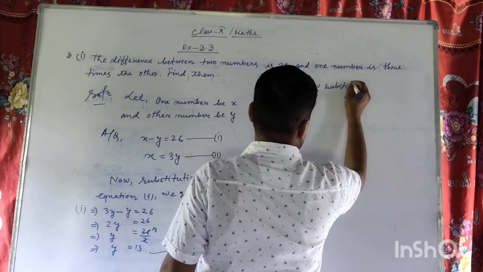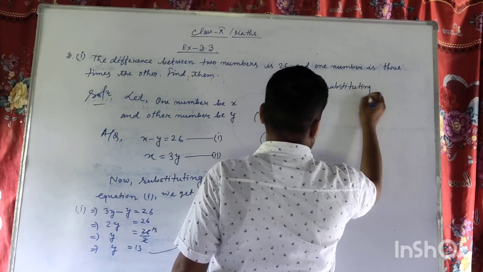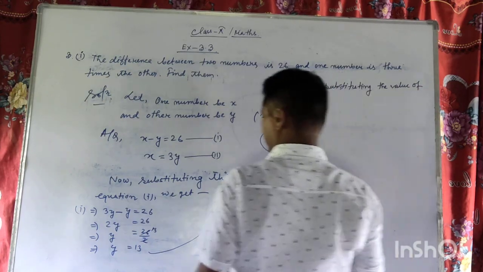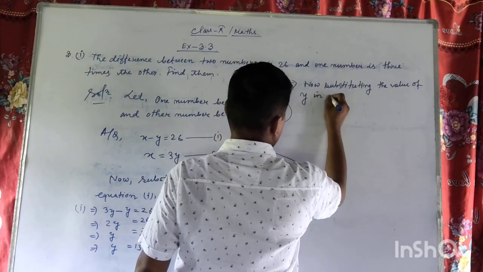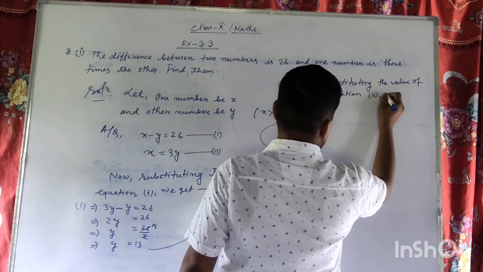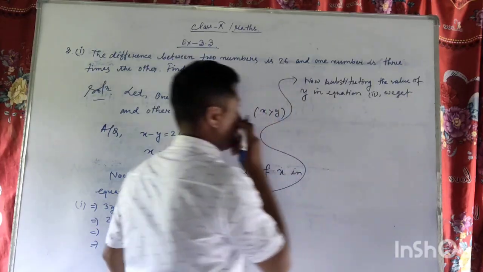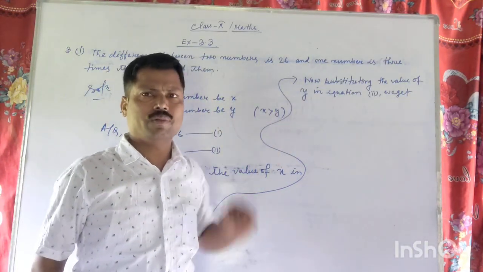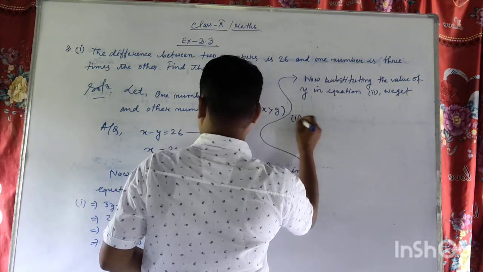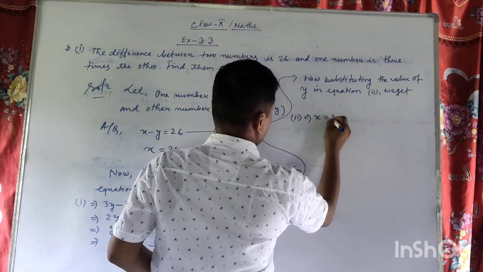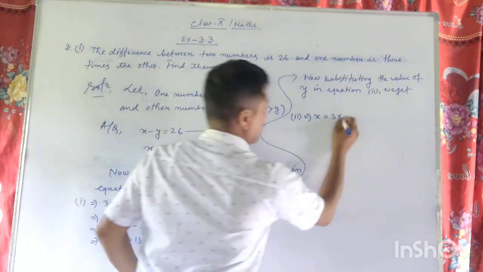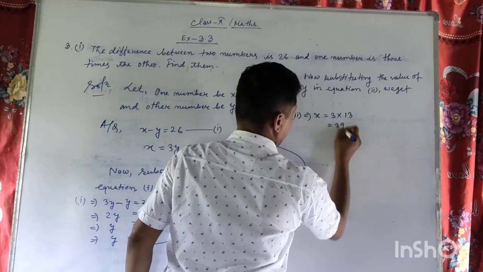Now substituting the value of y in equation 2, we get. So from equation 2, x is equal to 3 into the y value, which is 13. Then 3 into 13 is equal to 39.